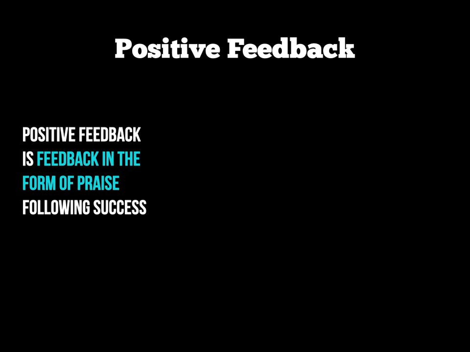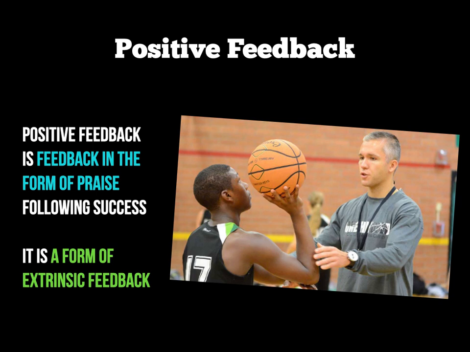So this is feedback in the form of praise after you've successfully completed a skill. Usually you don't get positive feedback if you've completed the skill incorrectly. So it's important to note that it has to be a successful skill. So for example, a performer may shoot a basketball free throw and the coach may say, yes, that was excellent form, well done for completing that shot into the net. So that's a form of praise, a well done, following the successful nature of that shot. And again, that's a form of extrinsic feedback.